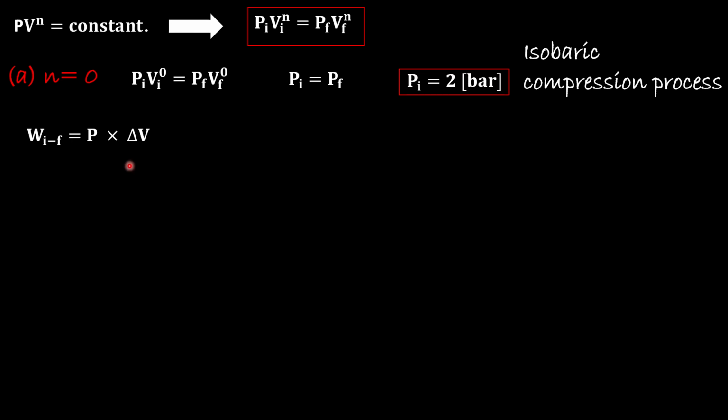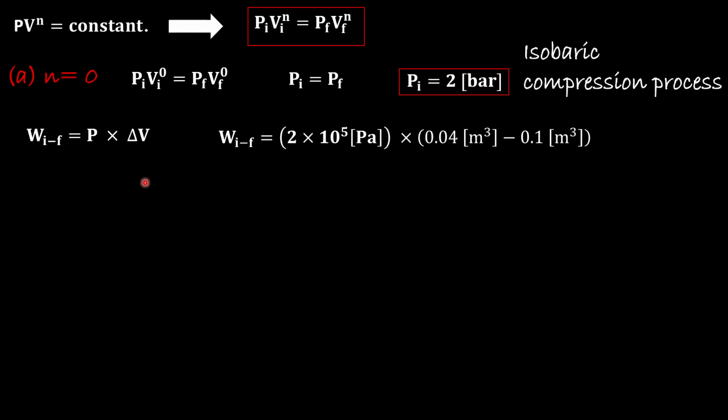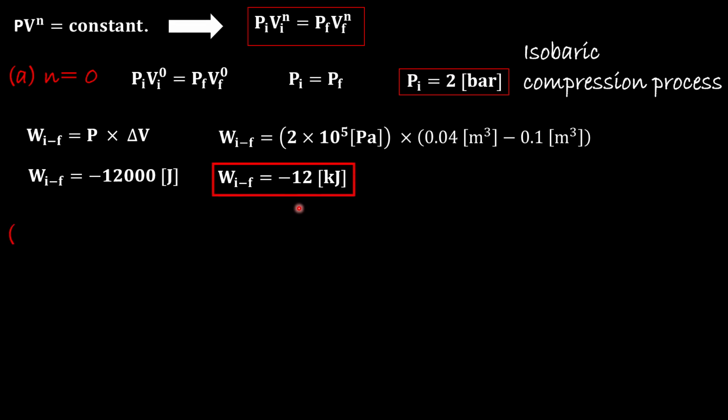Since we have a constant pressure, not a variable pressure, that will be simple. Pressure is constant, it is not changing. So it will be 2 times 10 to the power 5 Pascal times the change in volume. The change in volume is 0.04 meter cube minus 0.1 meter cube. Plug this into your calculator, it will give you minus 12,000 joules. And we want it in kilojoules, so we divide by 1,000: minus 12 kilojoules.